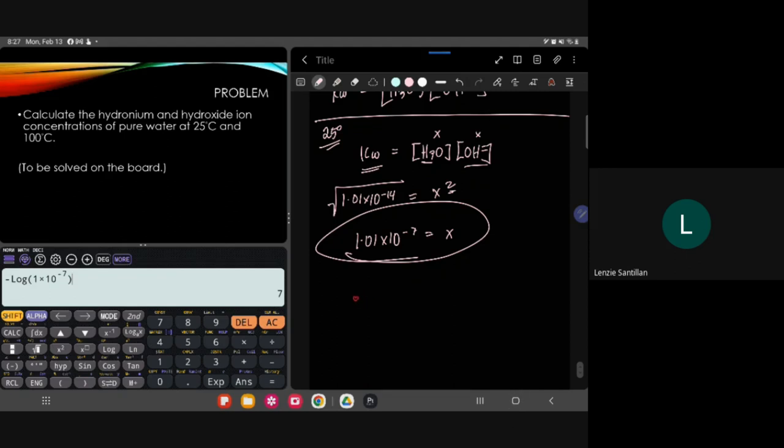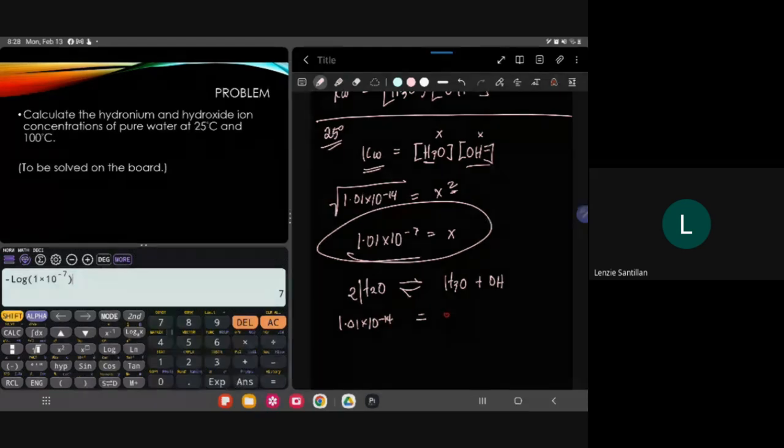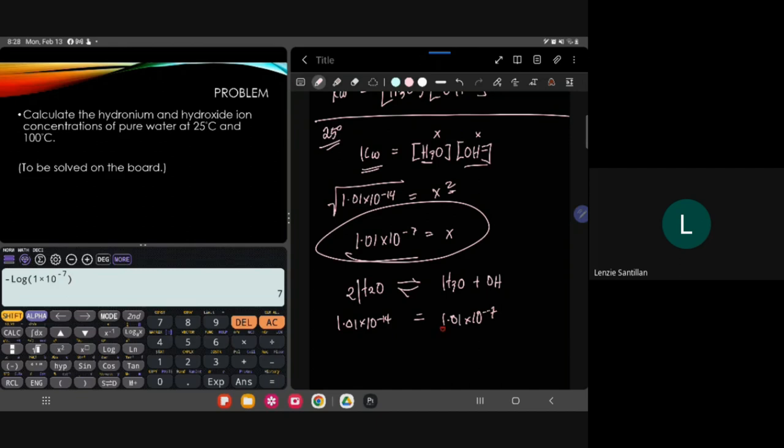Tingnan nyo yan. Actually, accurate yan. Kasi kung titingnan ninyo, for you to check, Kw is H3O plus OH. If you're going to look, 1.01 times 10 raised to negative 14 is also equivalent to 1.01 times 10 raised to negative 7 plus 1.01 times 10 raised to negative 7. So, equal pa rin siya kasi parehas 14 on both sides. Naintindihan?